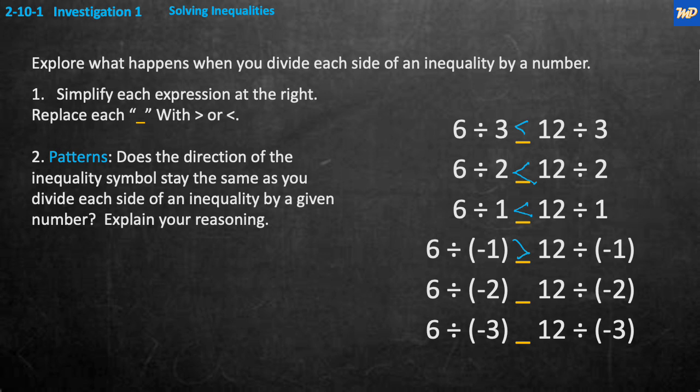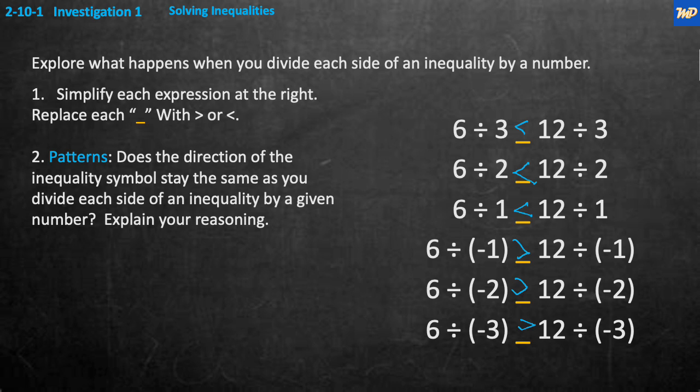6 divided by negative 2 is negative 3. 12 divided by negative 2 is negative 6. And negative 3 is definitely greater than negative 6. Okay, 6 divided by negative 3 is negative 2. 12 divided by negative 3 is negative 4. And negative 2 is greater than negative 4.